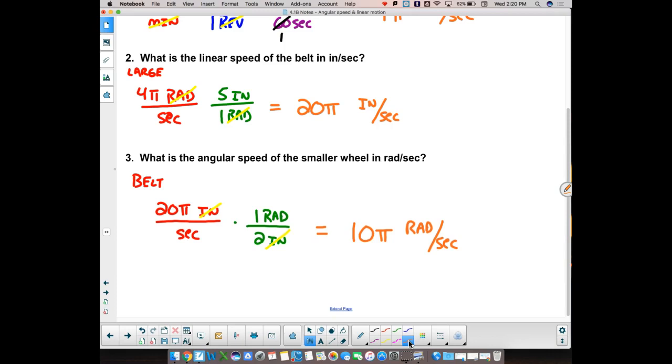Logic tells us that if linearly they're both traveling at the same speed, the larger wheel angularly would not be spinning as fast, right? And the smaller wheel, because it's got to go the same distance but has less distance to go, has to spin faster, right? So my larger one spun at 4 pi radians per second. My smaller one is spinning at 10 pi radians per second. So that little one is spinning much faster. Okay?